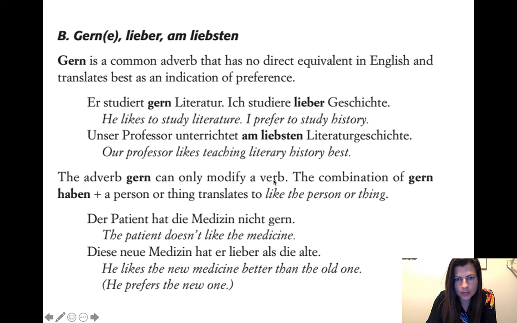So, gern can only modify a verb, but one way you can say you like a noun, we had mag already. Ich mag Kuchen. I like cake. But another way to say that is gern with haben, to like a person or a thing. So der Patient hat Medizin nicht gern is the patient doesn't like the medicine. So it's basically the patient doesn't gladly have the medicine. So it just means doesn't like. And then er hat diese neue Medizin lieber als die alte. He likes the new medicine better than the old one, as in he prefers it. Lieber can be translated as prefer as a verb. So this new medicine has he preferably than the old one. Sounds horrible, but you get the idea. He has it preferably, as in he prefers it. It's another way to say it.